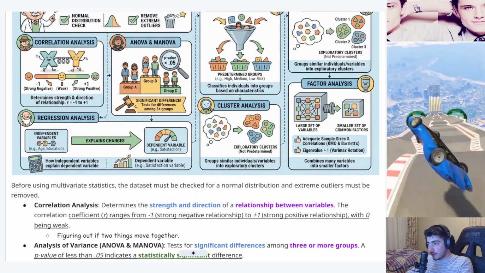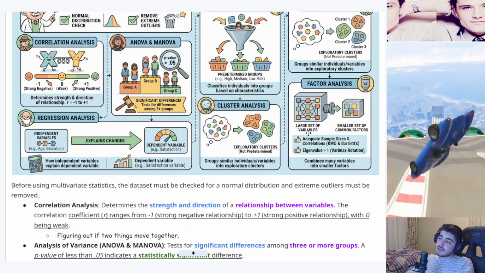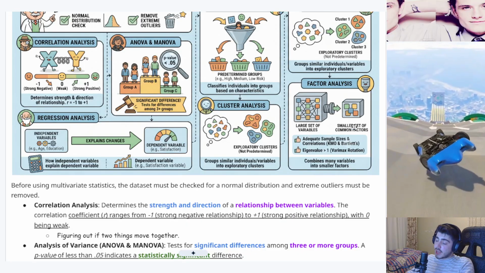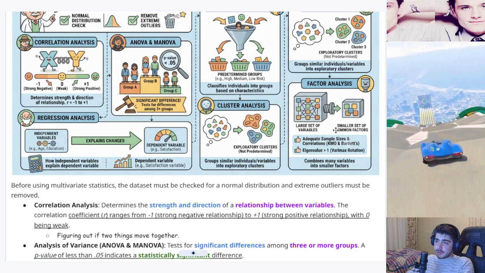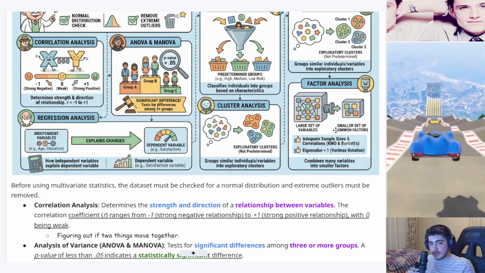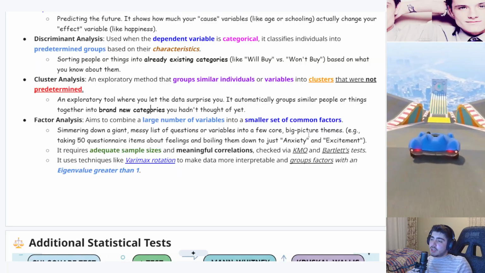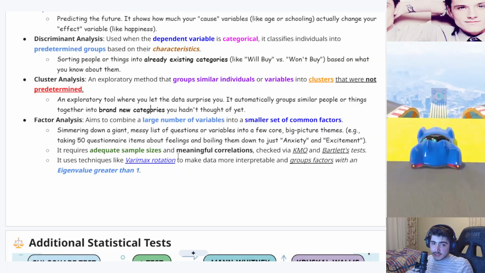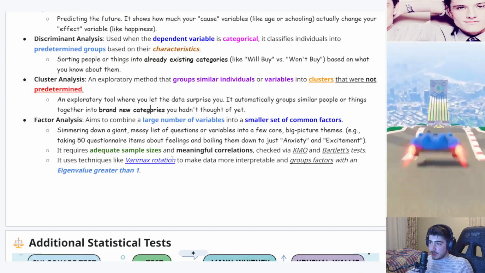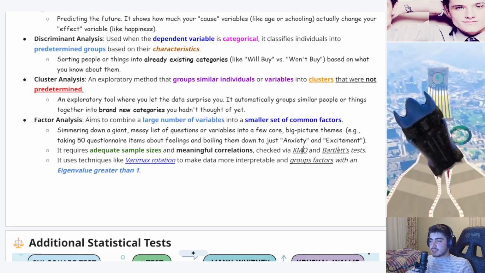There are two things that need to be taken into account. First of all is adequate sample sizes. So you have to have big sample sizes, or adequate sample sizes. And you need to perform your correlation checks. They must have meaningful correlation between them, which is checked using KMO and Bartlett's tests.